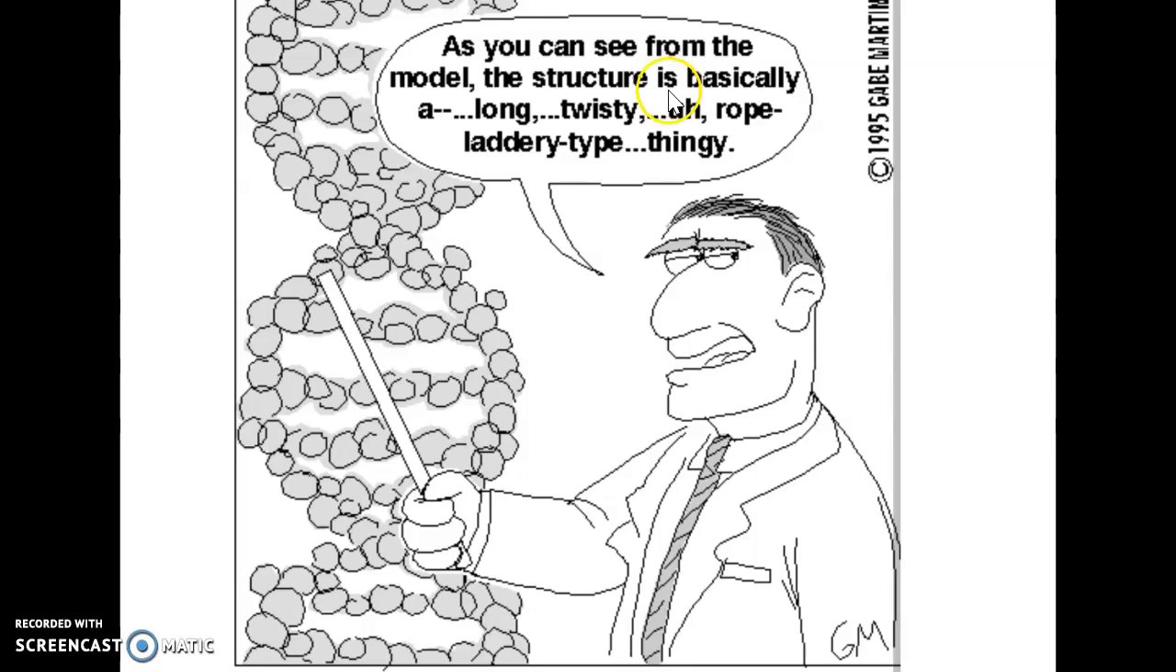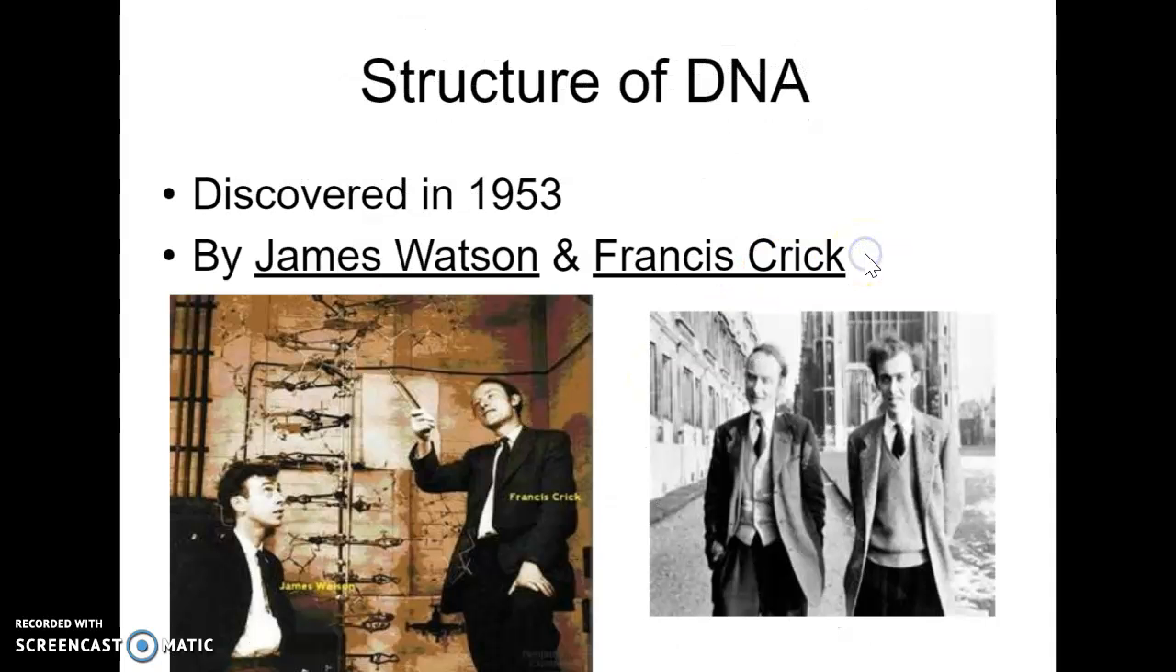So as you can see from the model, the structure is basically a long, twisty, rope-like thing. And there it is, first described by Watson and Crick. The structure of the DNA was discovered in 1953 by James Watson and Francis Crick, and they couldn't directly look at it, but they used methods of looking at shadows and bouncing things off of things to determine the shape of the DNA molecule. James Watson and Francis Crick first described DNA in 1953.